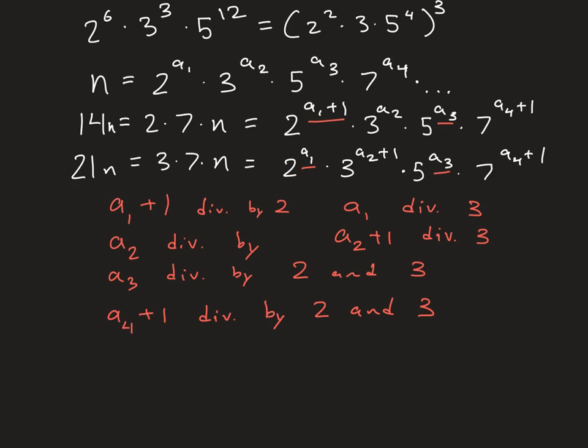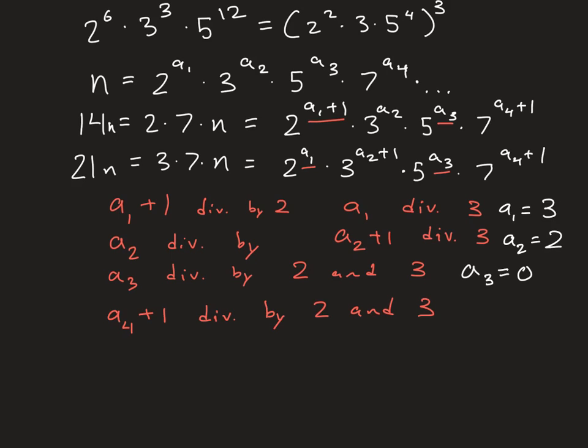So for the first condition about a1, the lowest positive integer that satisfies it is 3. So a1 equals 3. And then for the conditions about a2, the lowest positive integer that satisfies them is actually 2. So a2 equals 2. And then a3, the lowest value that satisfies it doesn't have to be positive, it can be 0 also. So a3 is just 0, because you can have 5 to the 0 power, it's just 1.